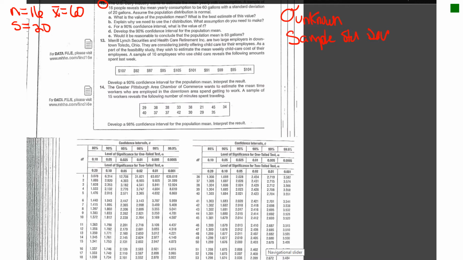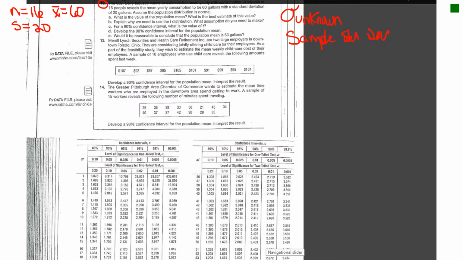So to answer a couple questions here, part A says, what is the value of the population mean? Well, since we do not know the population mean, we can only approximate it. And the way you approximate it is you just use your sample mean. So x bar is equal to 60. That would be our estimate of the population mean.